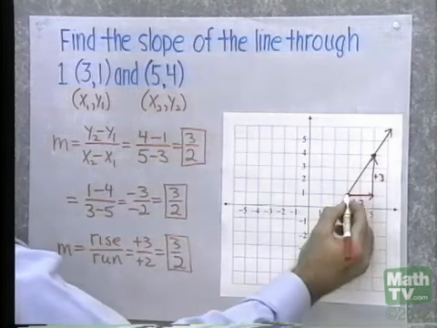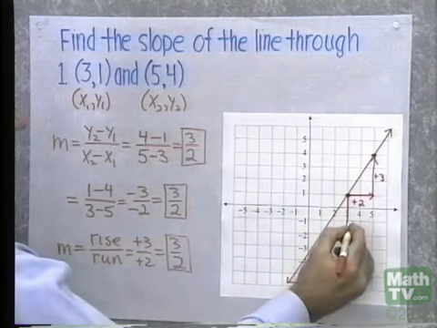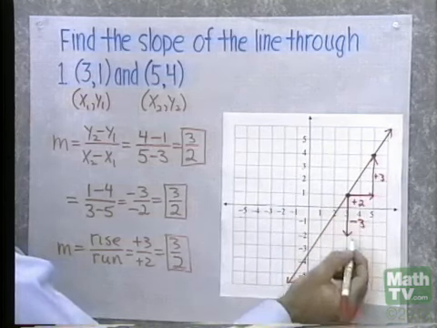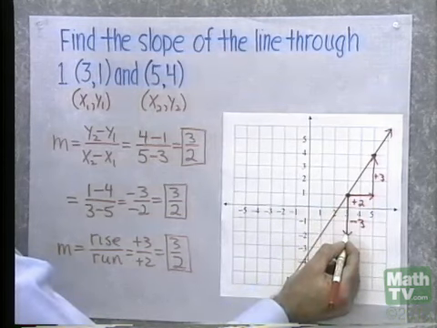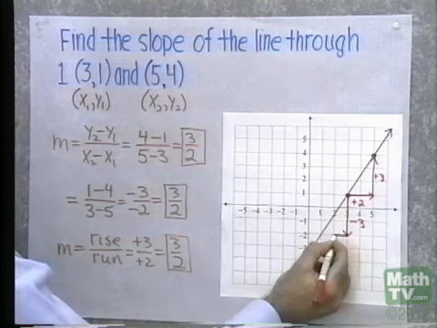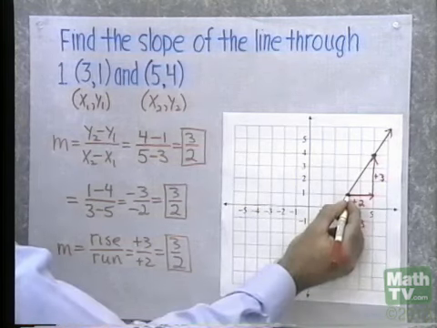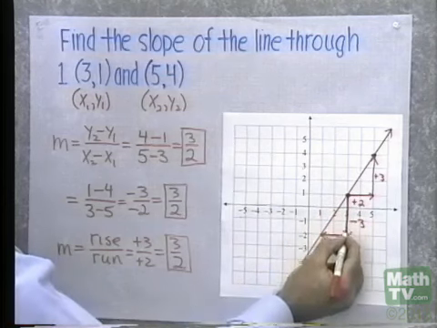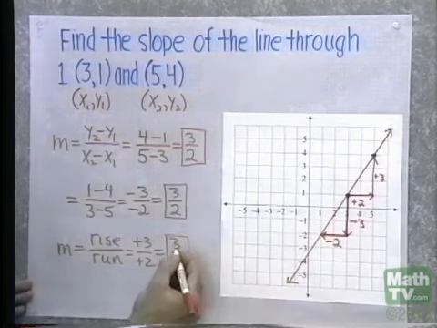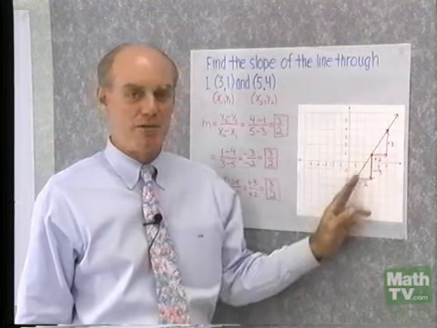Now, how about if I started at this point right here and I went down 3 units? That's a rise of 3 units in the negative direction. When I go down, that's a rise of negative 3. Now, from that place, how do I get back to the graph? I have to go back 2 units. That's a run of negative 2. So in this case, the ratio of rise to run is negative 3 to negative 2, which comes out to be 3/2 also. So it doesn't matter which 2 points I pick on this graph to go between.